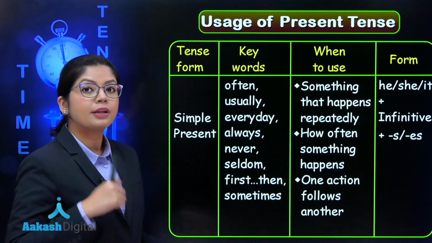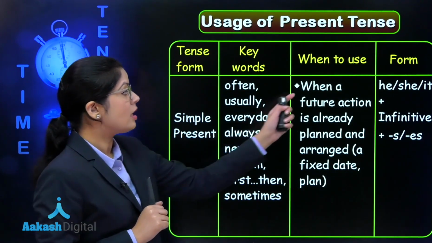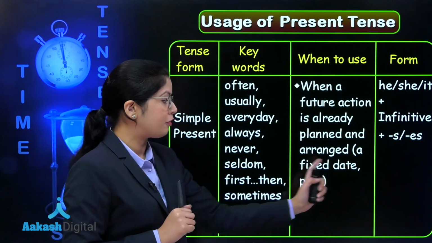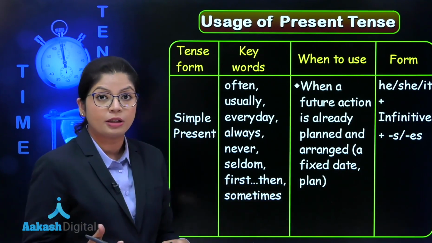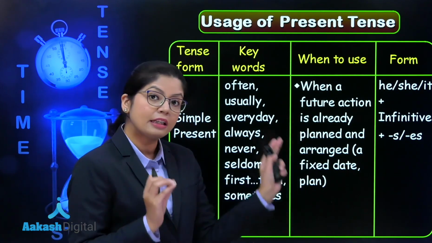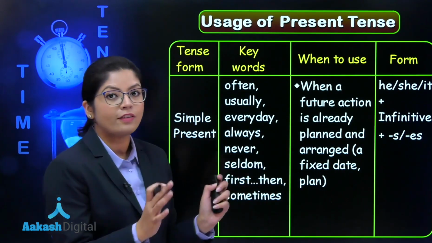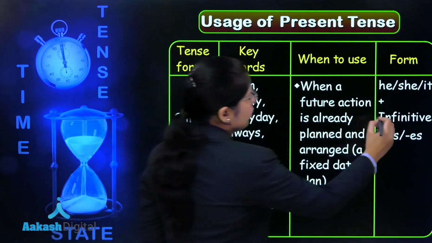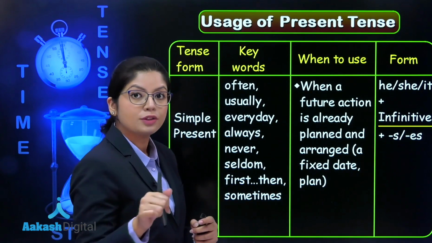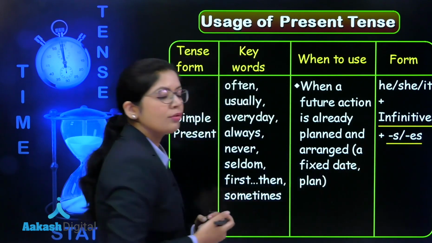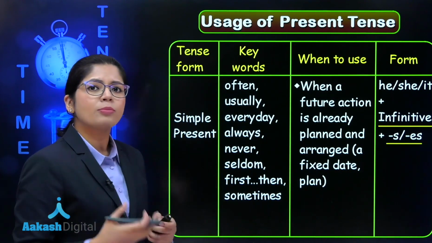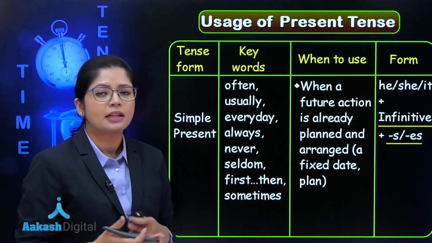There is one more place where you can come across usage of simple present tense, and that is when a future action is already planned and arranged specifically for a fixed state or a plan or an arrangement. Now this does talk about future activity, but because it's a scheduled activity, it's already arranged, we are using simple present tense even in this. So you keep a note of how the form that is allowed in simple present tense is infinitive, the bare form, the very first form of the verb, and I'm only going to use S or ES depending upon singularity of the subject. Right?